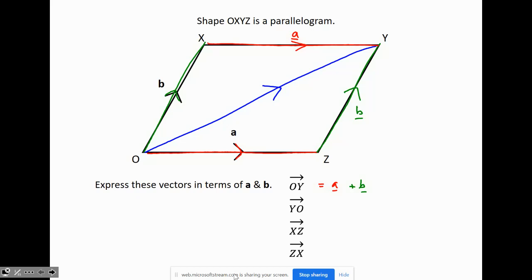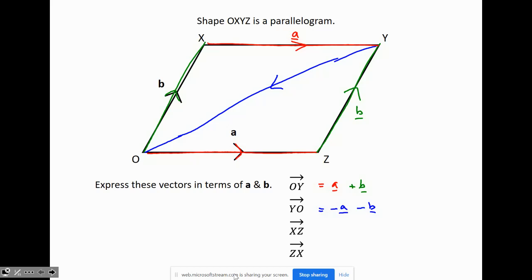Y to O is a bit different. Y to O, we are no longer going from O to Y. We're going along the same line, but in reverse. So from Y to O, to go in reverse, we could go from Y to X and then from X to O. So Y to X is going backwards down A. So that is negative A. And then from X to O, which is backwards down B, which is negative B. Remembering that a vector in reverse is the negative of that vector. From X to O is negative B.